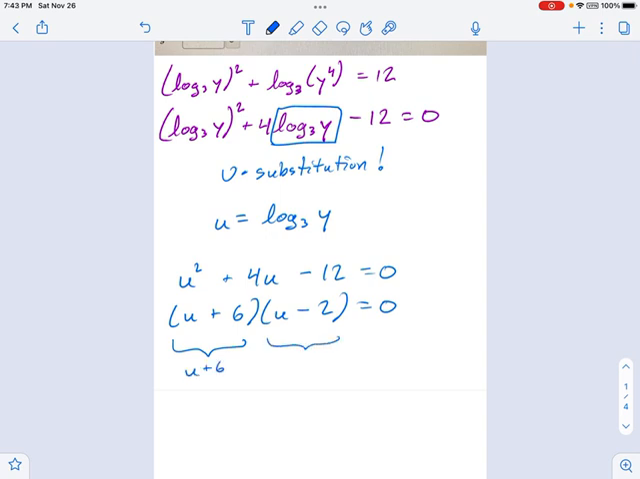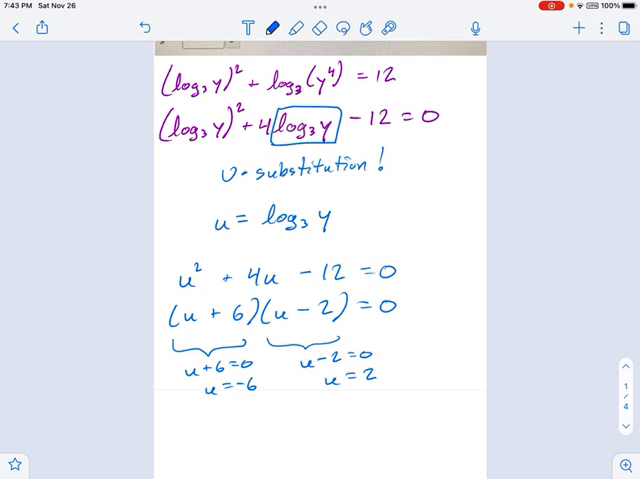So u plus 6 equals 0. That means u equals negative 6. And u minus 2 equals 0. That means u equals positive 2. Now, we're not done. We just found solutions for u. That's great, but we need solutions for y. That was the original variable.